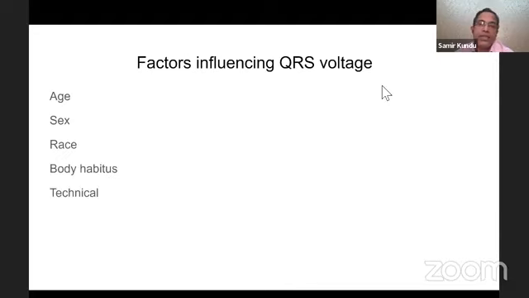Race: racial variance, African Americans have higher voltage than other ethnicities. Body habitus: an obese person has decreased QRS voltage, while in a lean, thin person, or a female with mastectomy, the voltage is increased. There may also be technical errors that influence the QRS voltage.